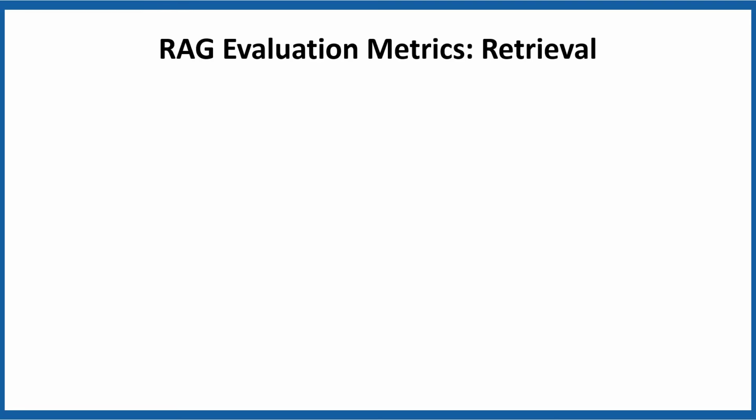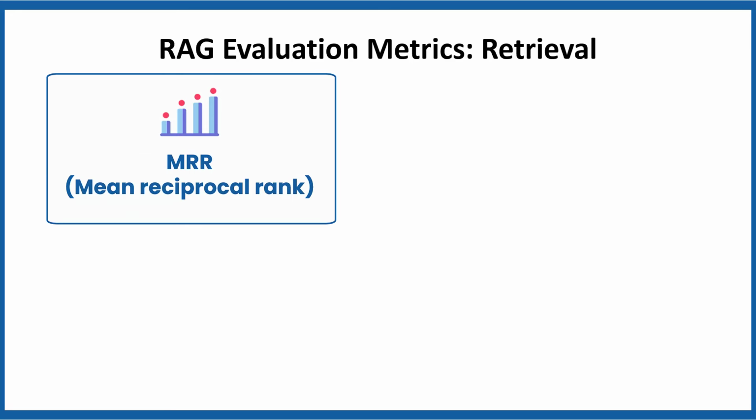RAG metrics can be divided into retrieval part metrics, generator part metrics, and end-to-end metrics. Let us start with the four retrieval part metrics first. MRR, or mean reciprocal rank.